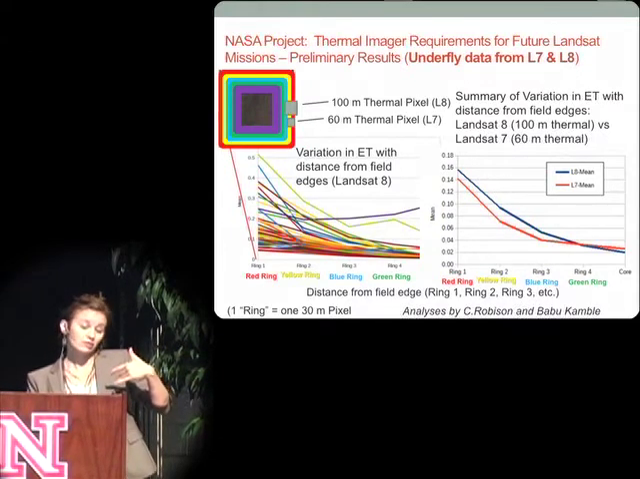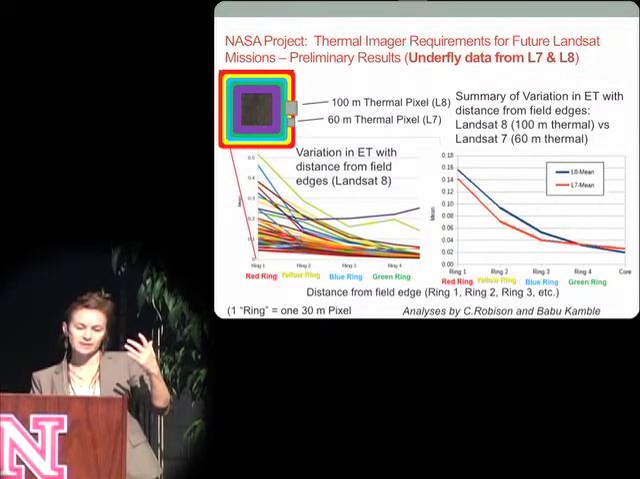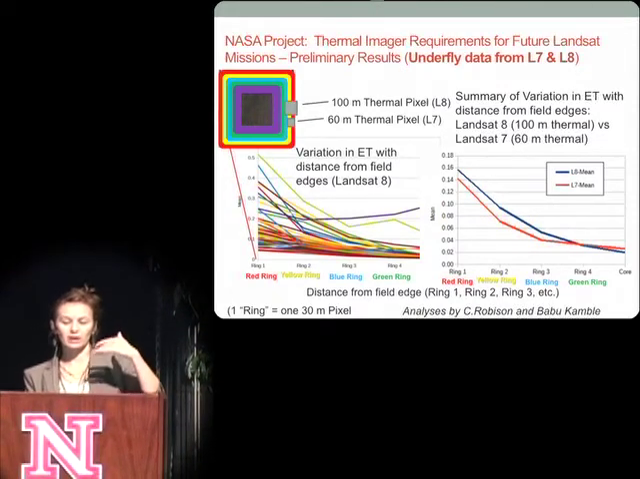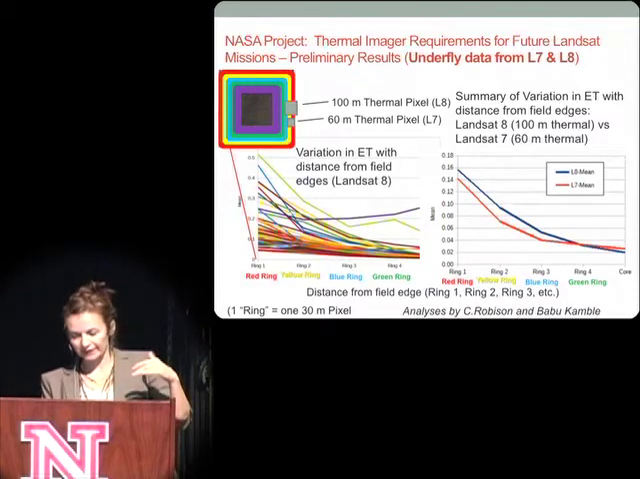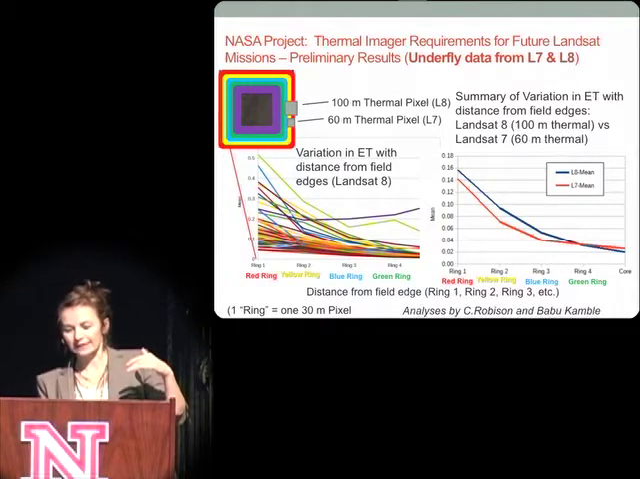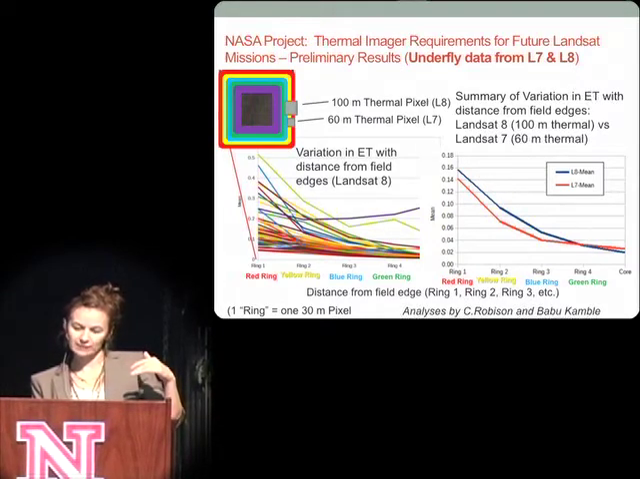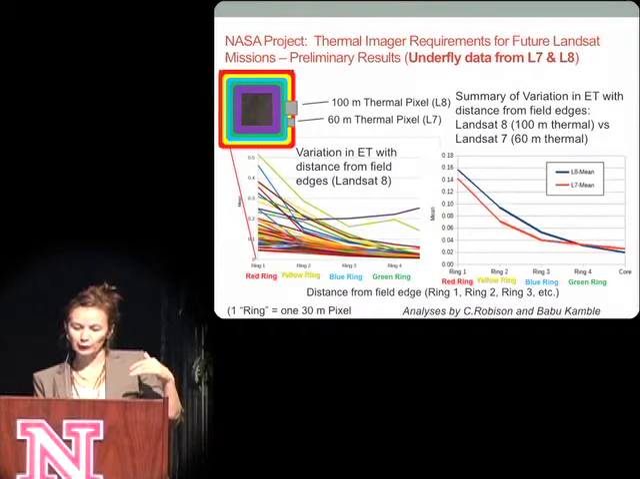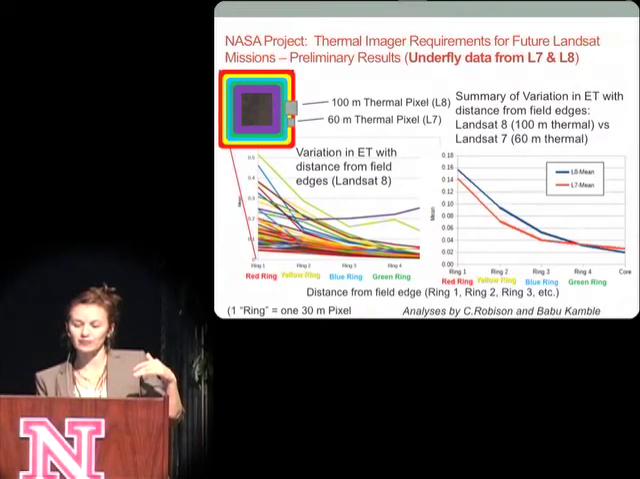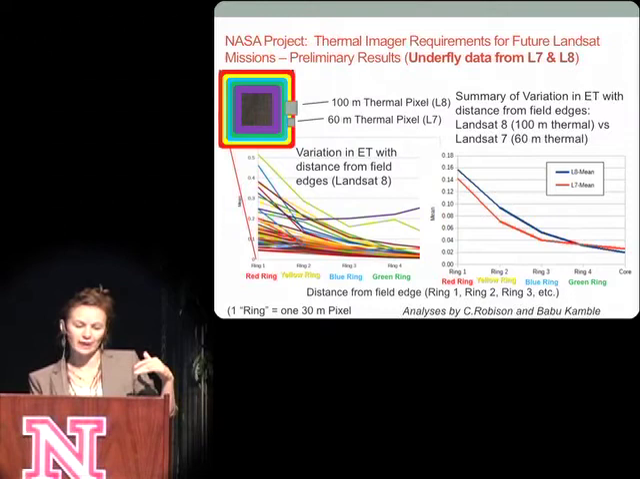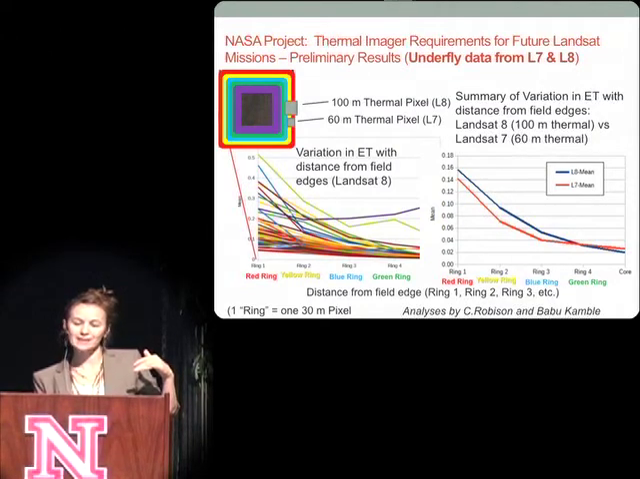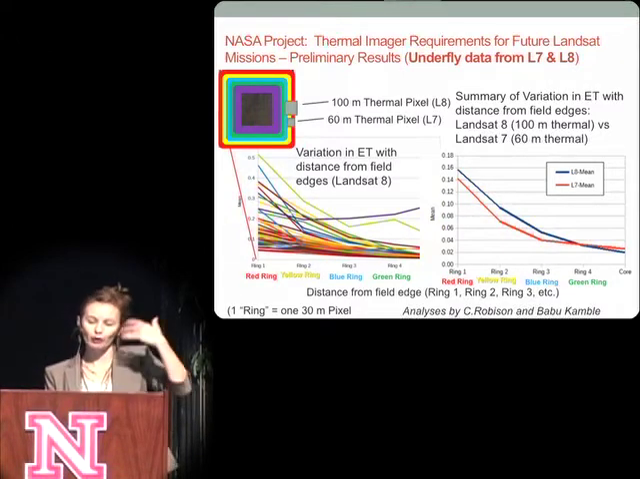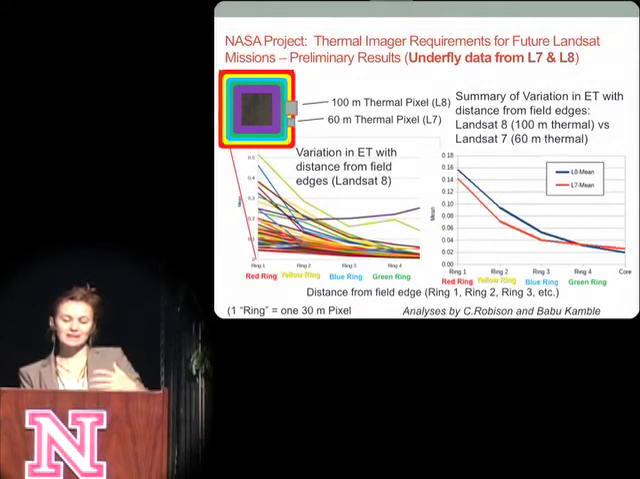And then you can have a field ET, for instance, or anything you do at the field level. So here, these are the several fields, each having a mean. Landsat 8, Landsat 7. What we found is that Landsat 7 can tolerate ring 2. With the 60 meter, you have less contamination in the thermal band. But with Landsat 8, there's more contamination. So it's just getting worse.